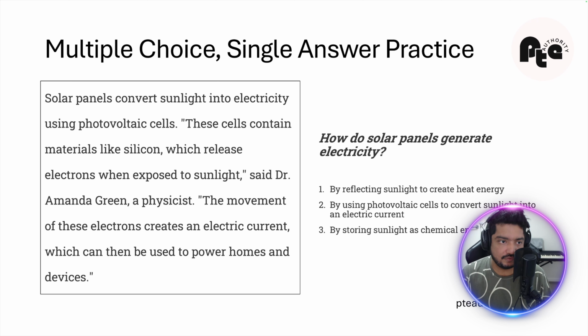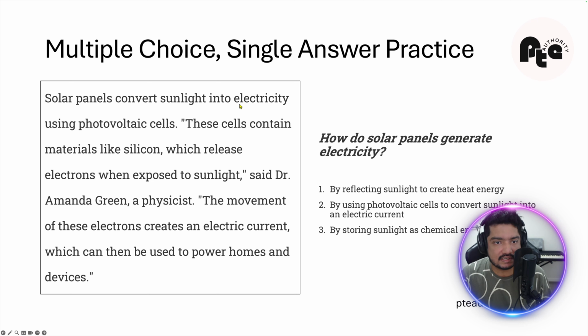I think you've already found an answer to this. So let's use the QTA method: the question, text, and the answer options in the same order. First, let's read the question prompt. How do solar panels generate electricity? So it is a how question. So basically in the text, we should be looking for how solar panels generate electricity. What is the process, or technique, or phenomenon that solar panels use to generate electricity? Next, let's read the text.